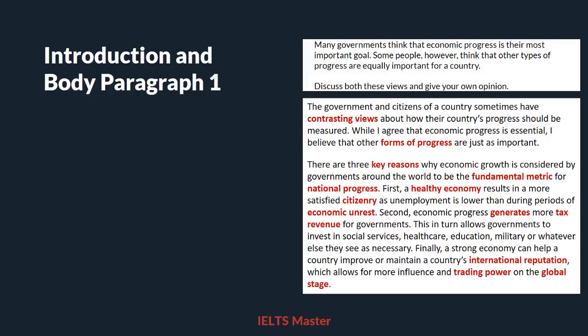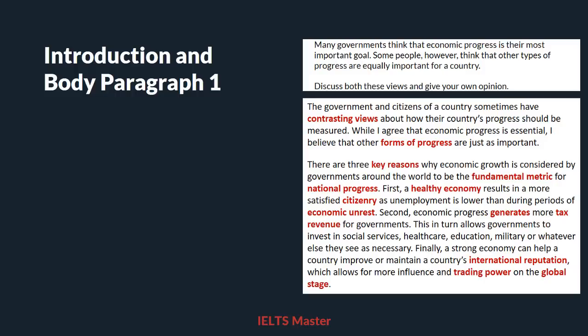of economic unrest. Second, economic progress generates more tax revenue for governments. This in turn allows governments to invest in social services, healthcare, education, military, or whatever else they see as necessary. Finally, a strong economy can help a country improve or maintain a country's international reputation, which allows for more influence and trading power on the global stage.